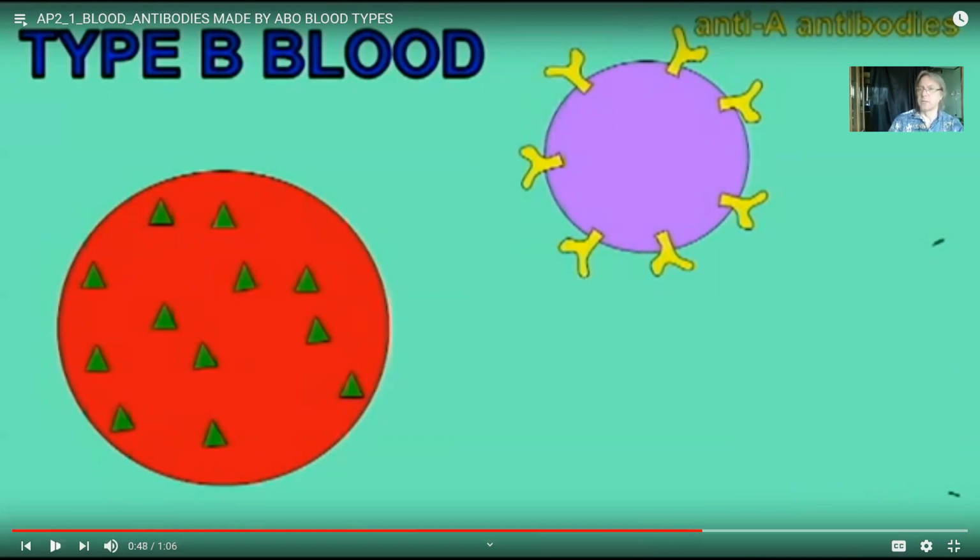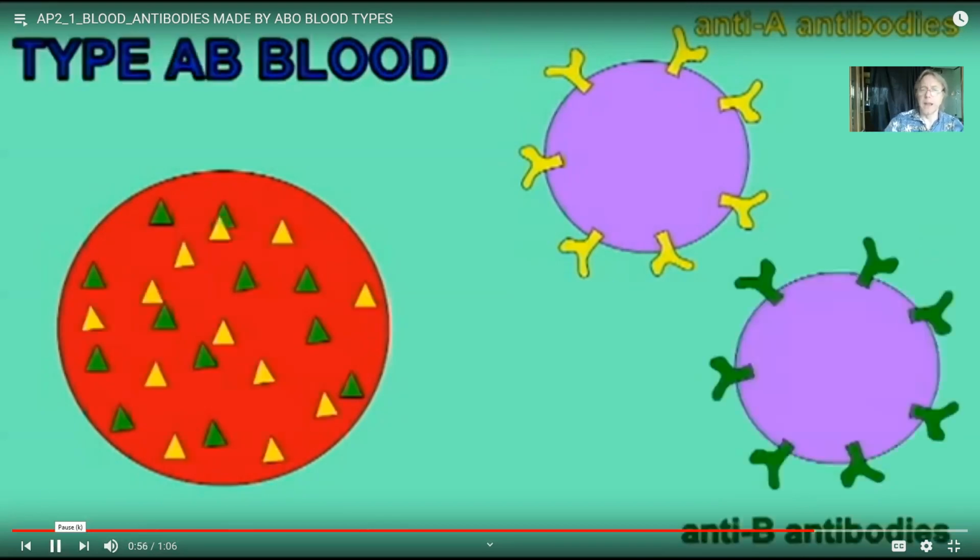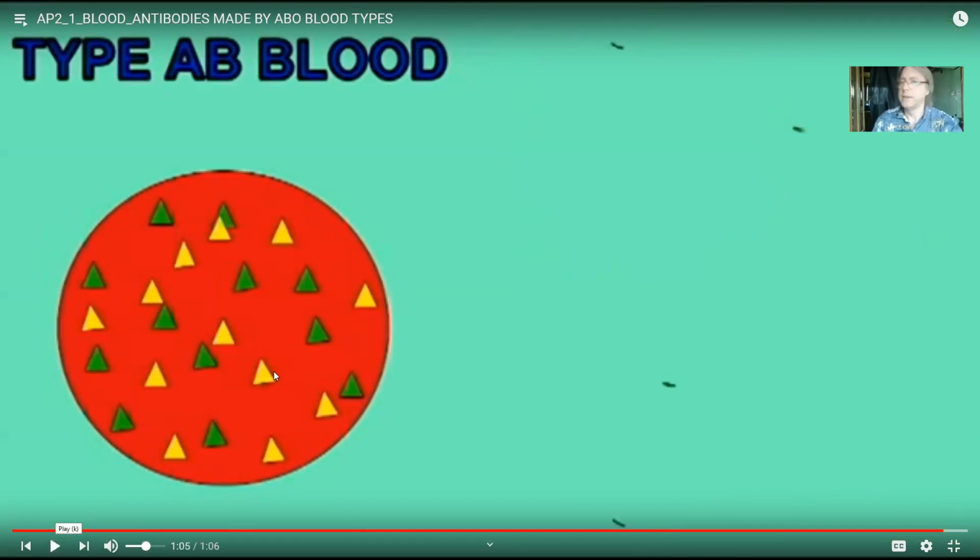If a fetus has inherited a gene to make A glycoproteins from one parent and B glycoproteins from a second parent, then it would have both yellow and green triangles. And then it would realize, wait, I can't make either of these. I can't attack myself. So if I make anti-A antibodies, that would attack myself. Anti-B antibodies would attack myself. So they would then have to go away.